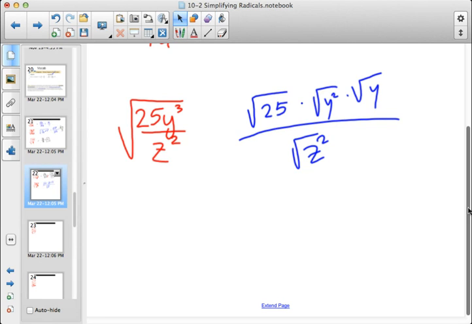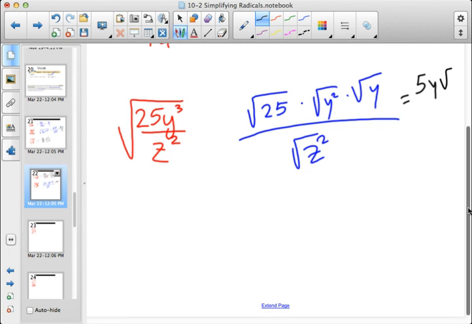And when we simplify that expression, square root of 25 is 5. Square root of y to the second power is just y. Square root of y is going to stay the square root of y. Notice it's not in the denominator of the fraction, so we can leave it upstairs. And then the square root of z to the second power is just z. So this would simplify to 5y square root of y over z.